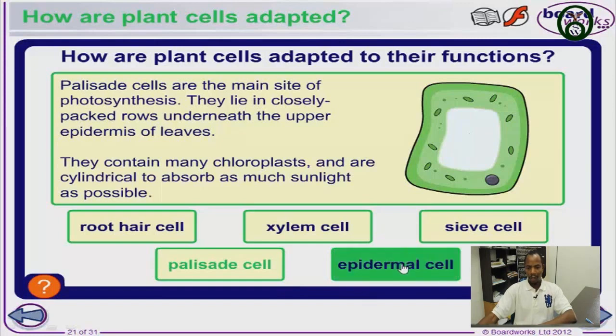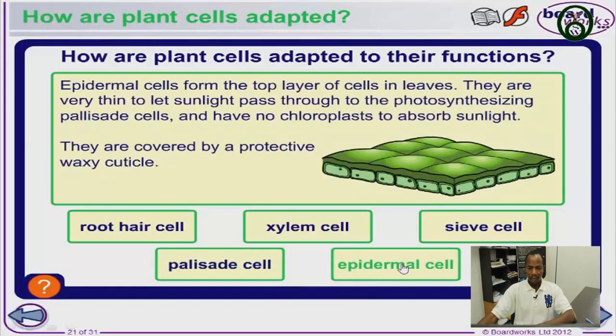Okay. Now, what of the epidermal cells? The epidermal cells form the top layer of the cells in the leaf. They're very thin and they let the sunlight pass through to the photosynthesizing palisade cells, and they have no chloroplast to absorb the sunlight energy. Okay, that's that for that.